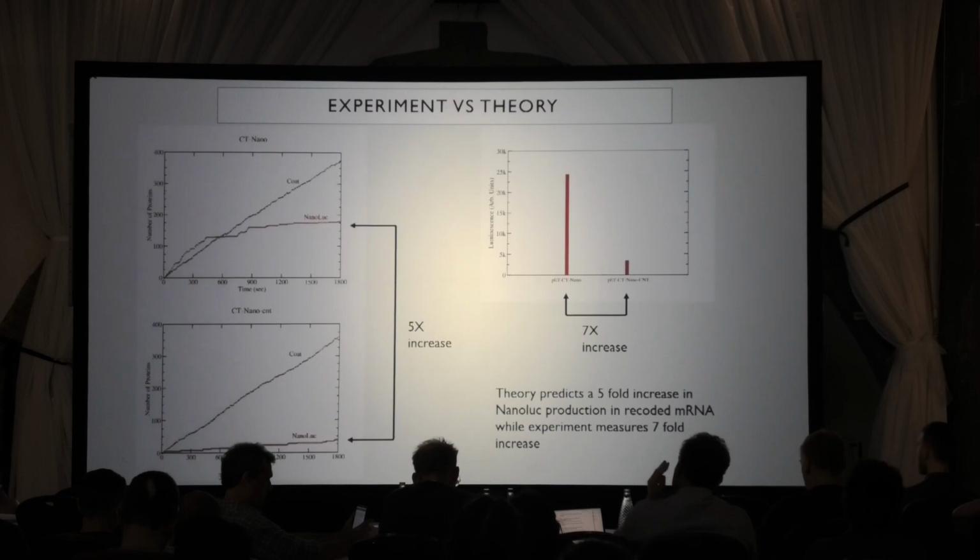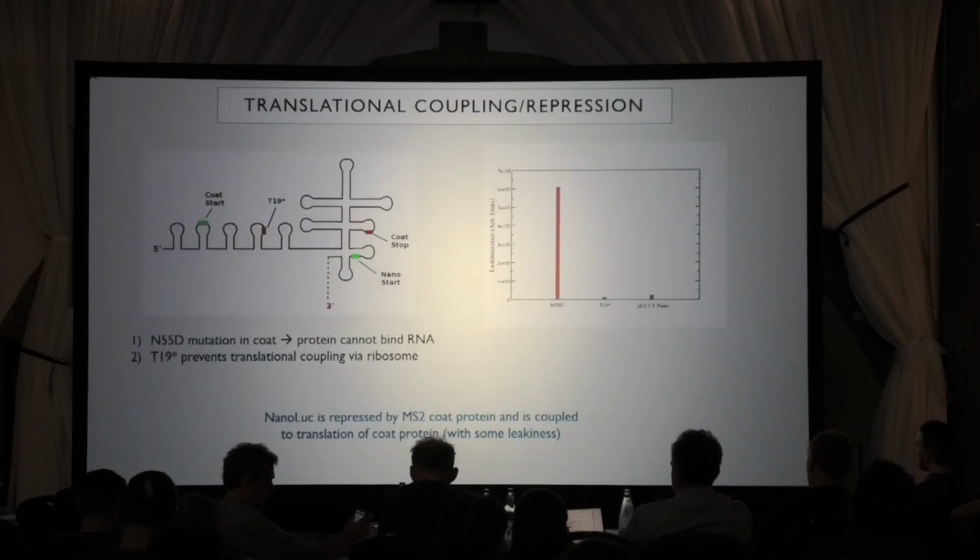Okay. And if you compare with the model, the model predicts that because of this recoding, there should be a 5-fold increase in protein expression before it's shut off. And then the experiment says that there's about a 7-fold increase. So roughly in line. And so then finally, you can do translational coupling and repression. It's just going to show that my nanoluciferase is now under translational repression and translational coupling.